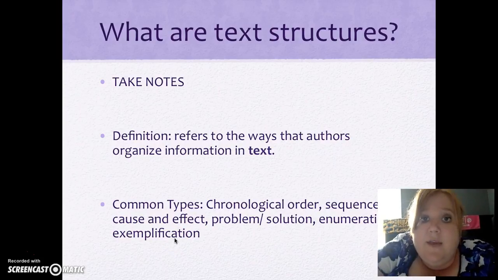As you can see, the definition of text structures is: it refers to the way that authors organize information in text. There are various types of ways that authors can organize information, and as a writer, ways that you can organize information. Some common types that you may or may not have heard of are chronological order, sequence order, cause and effect, problem solution, enumeration, and exemplification. Today we're going to examine just a few of these and not all.